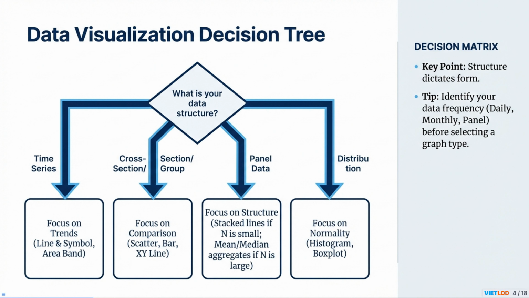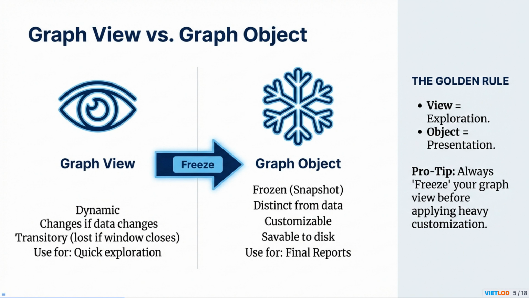The most important rule is that data structure dictates graph form. The first question you must ask is, what kind of data do I have? For time series data, you'll focus on trends using line and symbol or area band graphs. For cross-sectional data, the focus is on comparison, using scatter, bar, or XY line plots. For panel data, you'll examine structure, using stacked lines for small n or aggregated means for large N. Finally, for understanding the distribution of a single variable, you'll focus on normality, using histograms and box plots. Remember, identify your data frequency, daily, monthly, panel, before selecting a graph type.